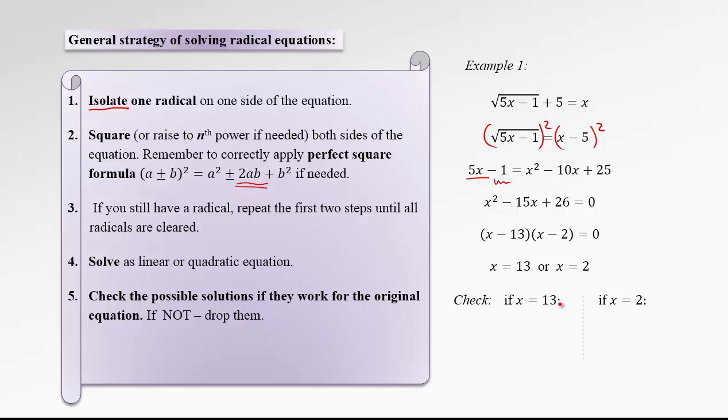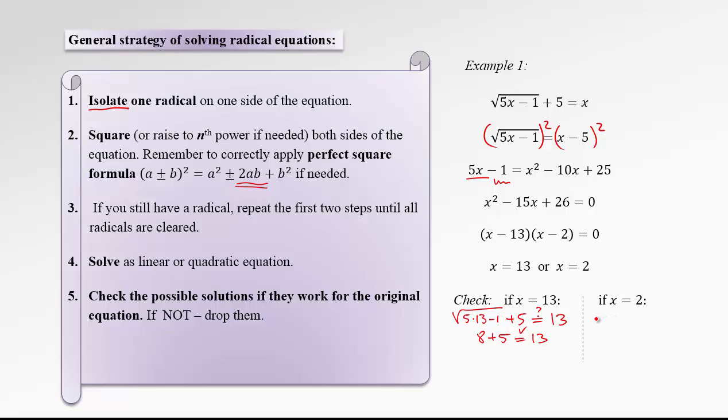Okay, so we check. If x is 13, we plug 13 into the original equation. So we have root of 5 times 13 minus 1, plus 5 outside. Is that equal to, question mark, 13? Okay, 5 times 13 is 65, minus 1 is 64. So root 64 is 8. 8 plus 5, yes, it is 13. So this root is confirmed.